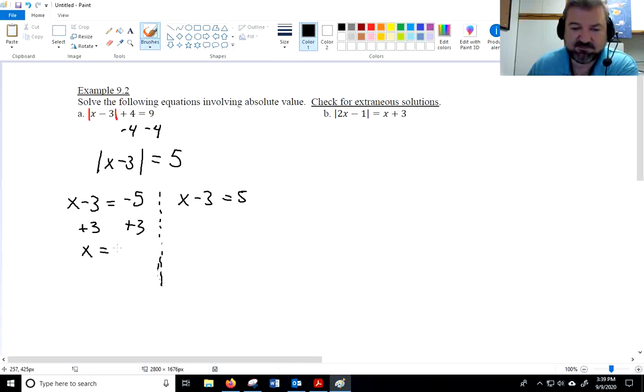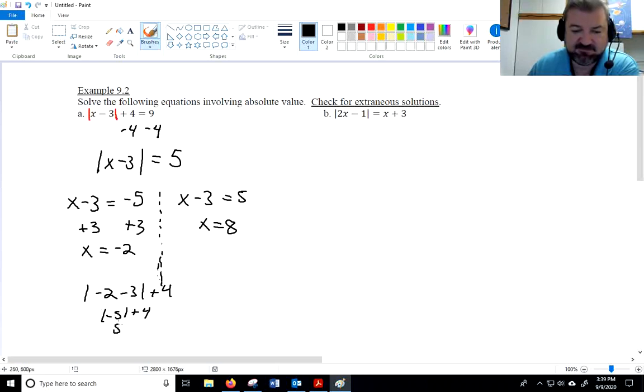That gives me x equals negative 2. And over here, this gives me x equals 8. And now I'll check both solutions. We've been practicing checking, and this is one of the main reasons why, because sometimes checking is not just something your teacher tells you to do to be mean. It's an absolutely essential part of the solving process.